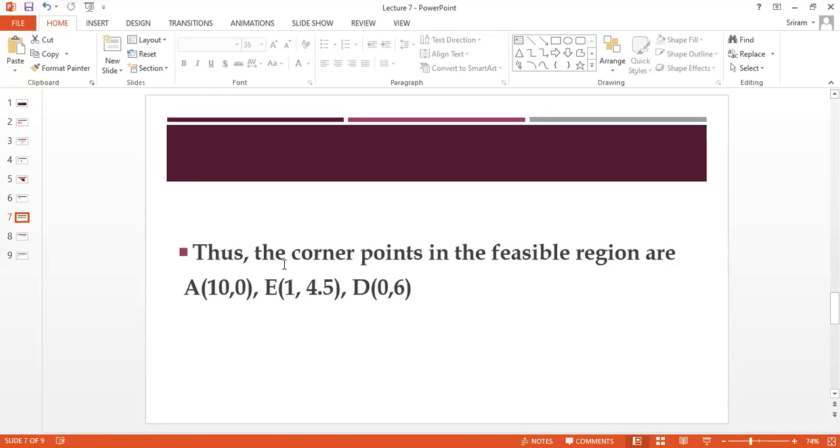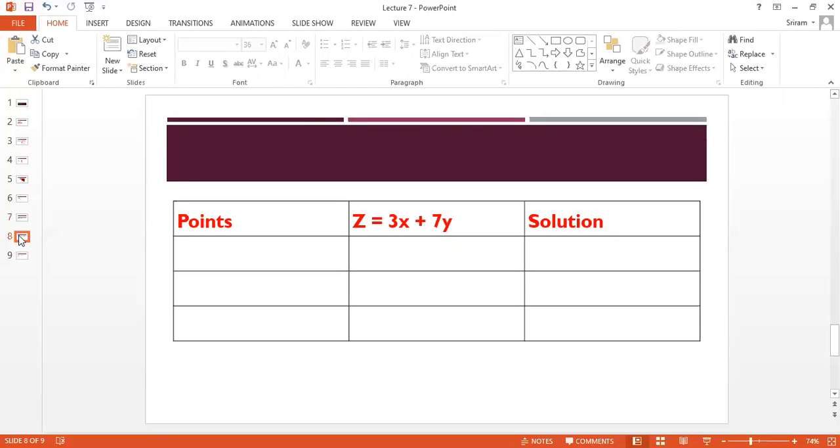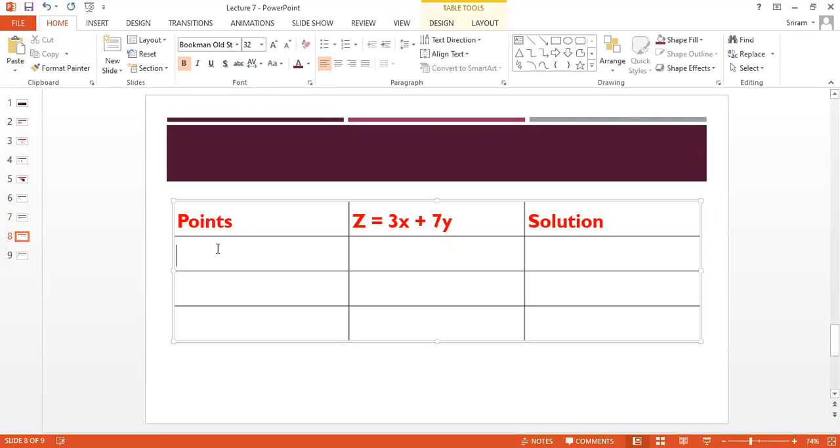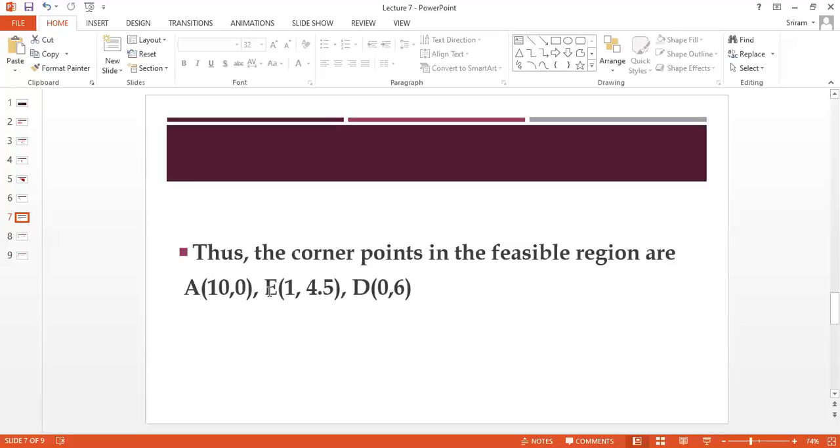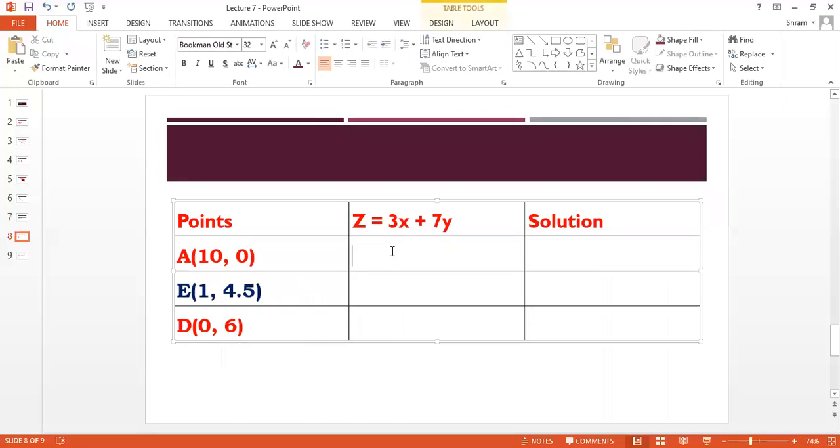Now using these 3 corner points, we are going to put them in the objective function. What are all the corner points we are having? One point A, 10 comma 0. Another point E, 1 comma 4.5. And another point D, 0 comma 6. We are having 3 corner points: A, E, D. I am going to take these 3 numbers and put them in the objective function.